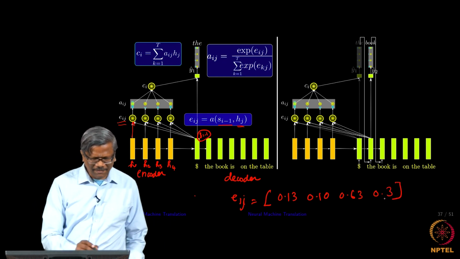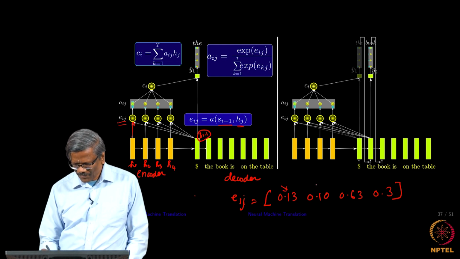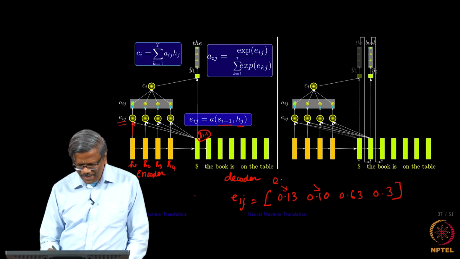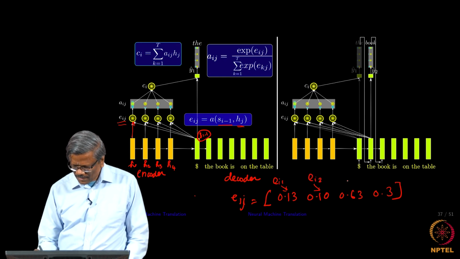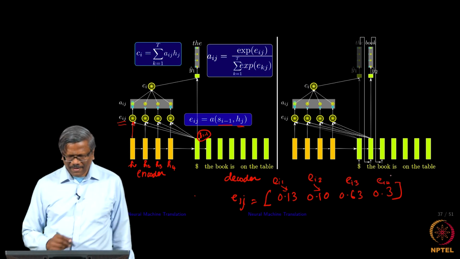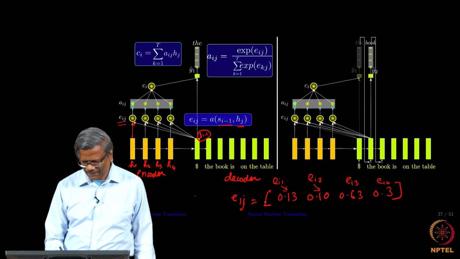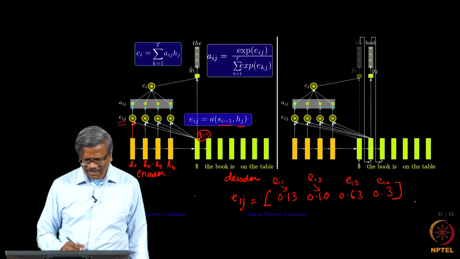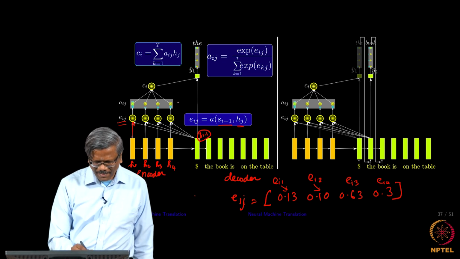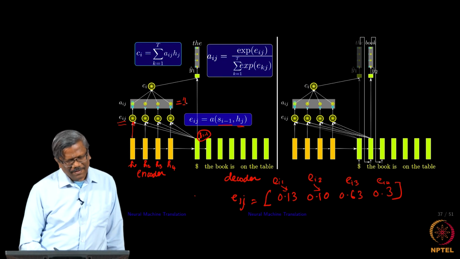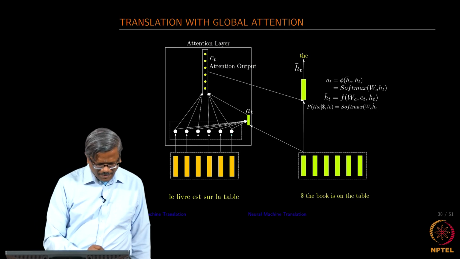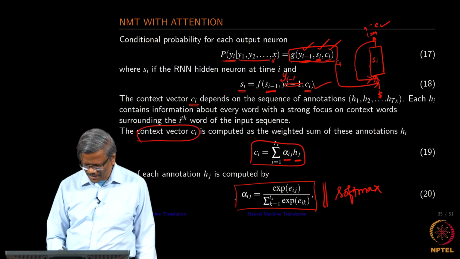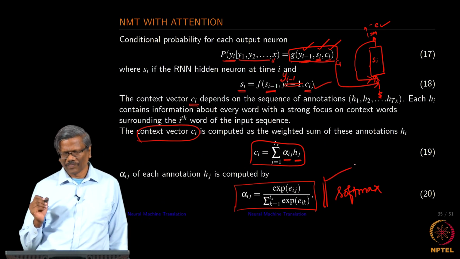Each and every one is an element. Okay. So this could be Ei1, Ei2, Ei3, Ei4. Okay. And then we take a softmax of this vector. Once you take the softmax of this vector, the sum of all those values would be equal to 1. Okay. And you know how Aij is obtained. Now we know how Aij is obtained here using this formula. So we got this, correct.